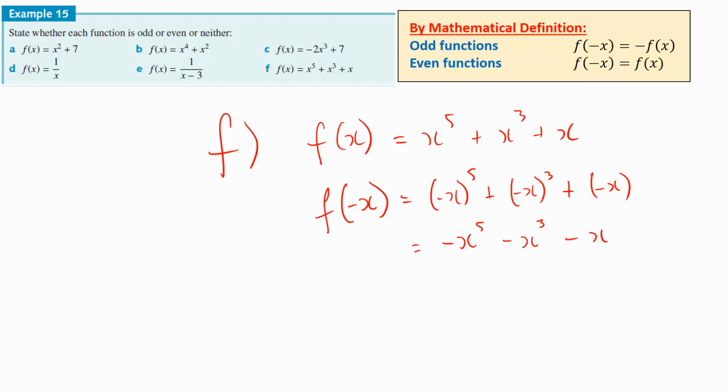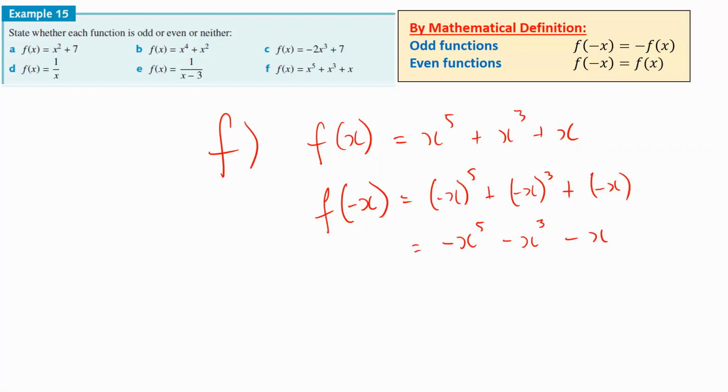Now if you look at that answer, this is exactly the same as saying negative of f of x. Because if I put a negative in front of this, this becomes a negative, this becomes a negative, this becomes a negative. That line will be exactly like this line. Therefore, this is odd. Does that make sense? How do you tell if it's neither? It's odd. Let's find one that's neither.